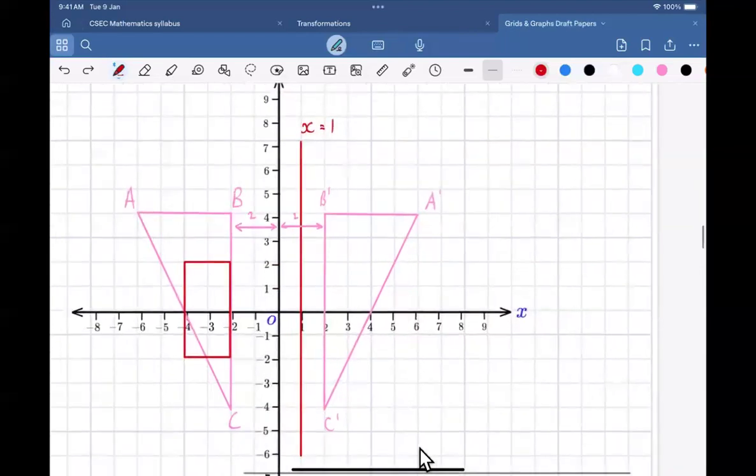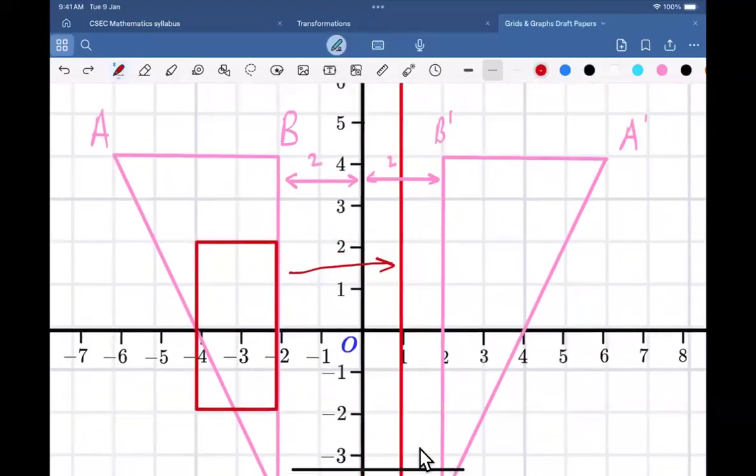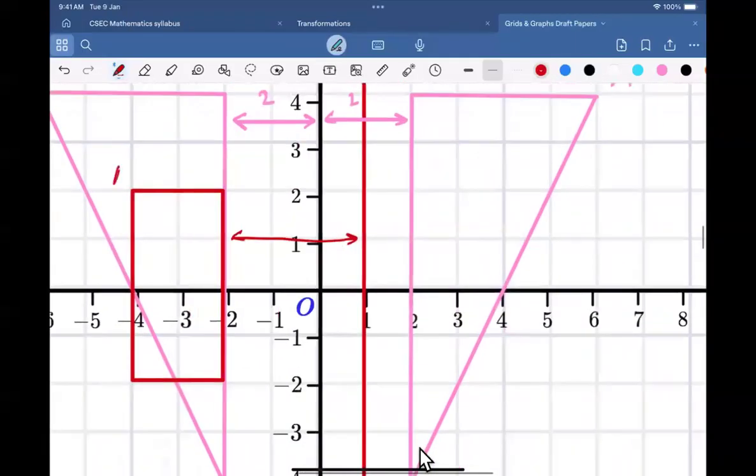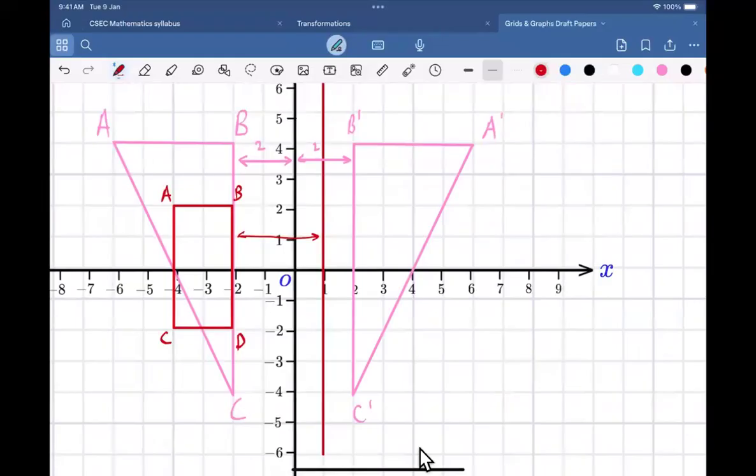So what we have to ensure is the distance is the same. How many blocks is it away from x is equal to 1? No, count the blocks. Forget about the sign. What is the number of blocks? 3, right? Let me just put, this is A, this is B, this is C, this is D. Cool. So anytime you're reflecting something, the distance away has to remain the same.